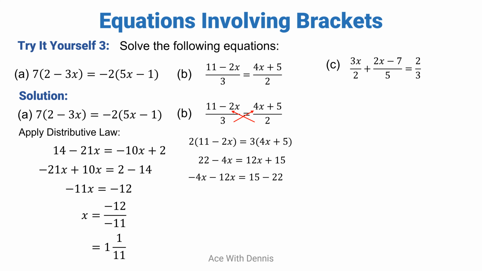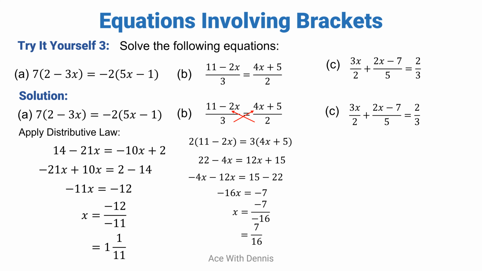Then from here, we move the x terms to the left side, move the constants to the right side. We have negative 4x minus 12x equals 15 minus 22, which is negative 16x equals negative 7. x is negative 7 over negative 16, which is 7 over 16.